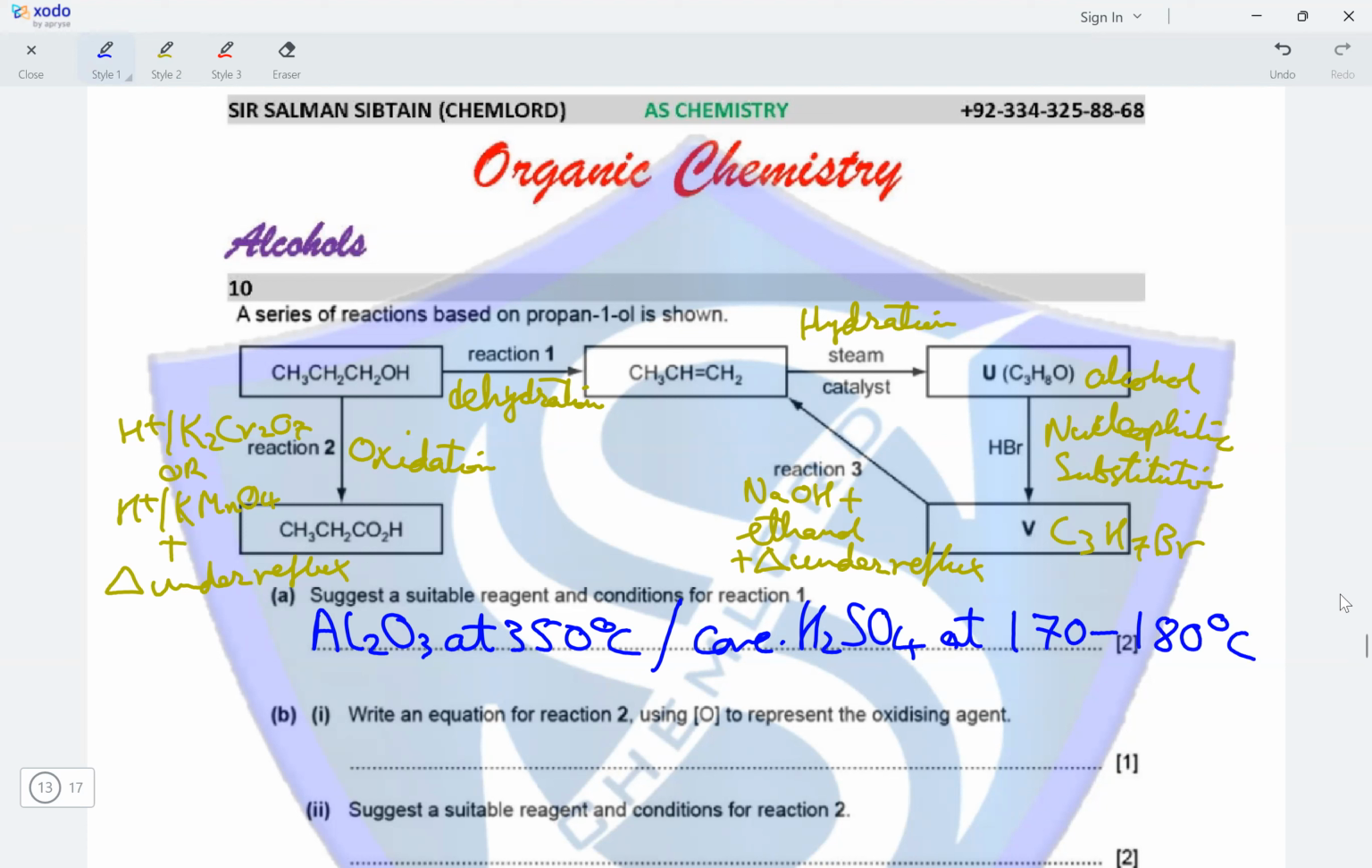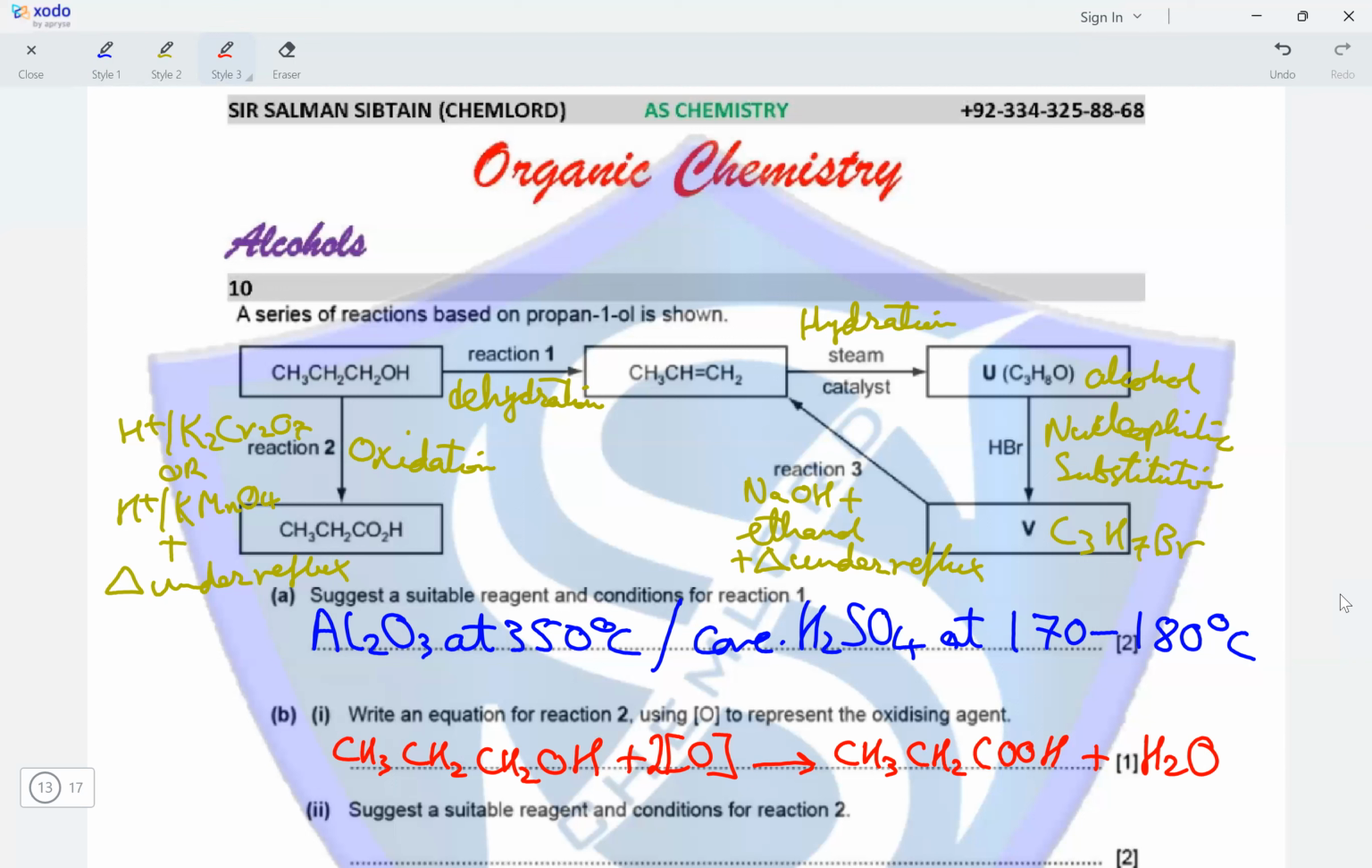degrees Celsius. Write an equation for reaction 2 using square brackets [O] to represent the oxidizing agent. So we have CH3CH2CH2OH undergoing oxidation to produce CH3CH2COOH, and the hydrogen that has been removed would form H2O. So in total, we need two atoms of oxygen. So we balance the equation out by writing the molar coefficient of [O] as 2.